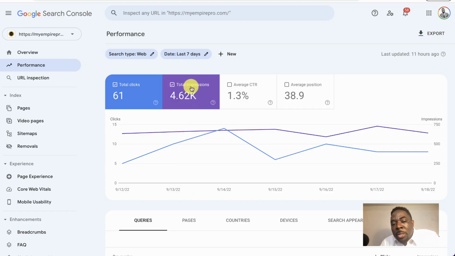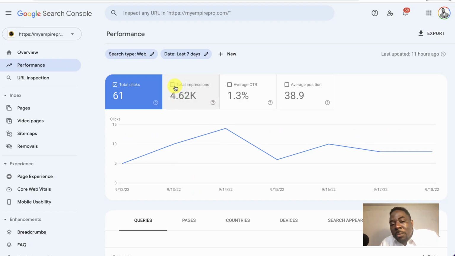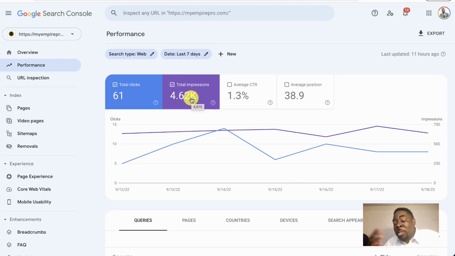So you have total impressions here. That means the number of times that it actually was visible to someone on the internet. It's 4,620. Actually, when you hover on it, you can discover more: 4,615. Now, we're not setting up yet. I'll show you how to set this up in the right training. I just want you to learn this stuff. All right. How many clicks? How many people actually clicked after seeing it? 61 people clicked in the last 7 days from the search engines.